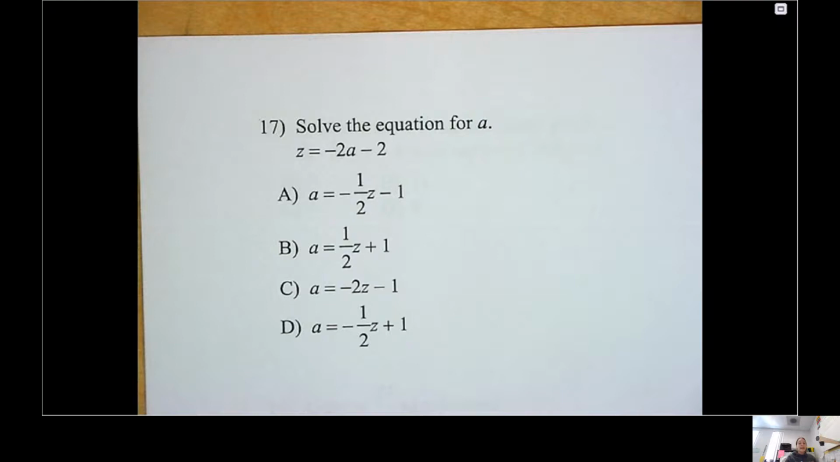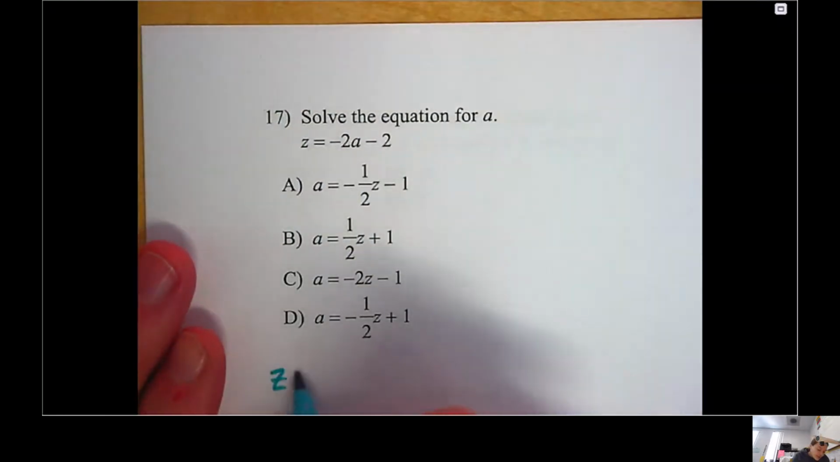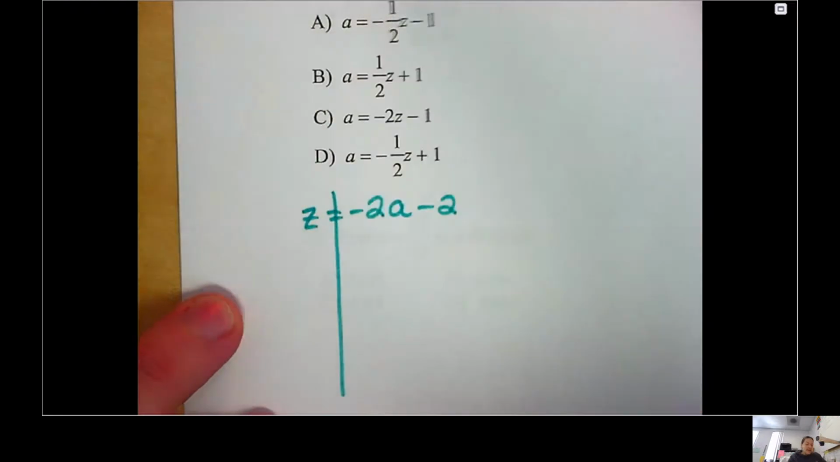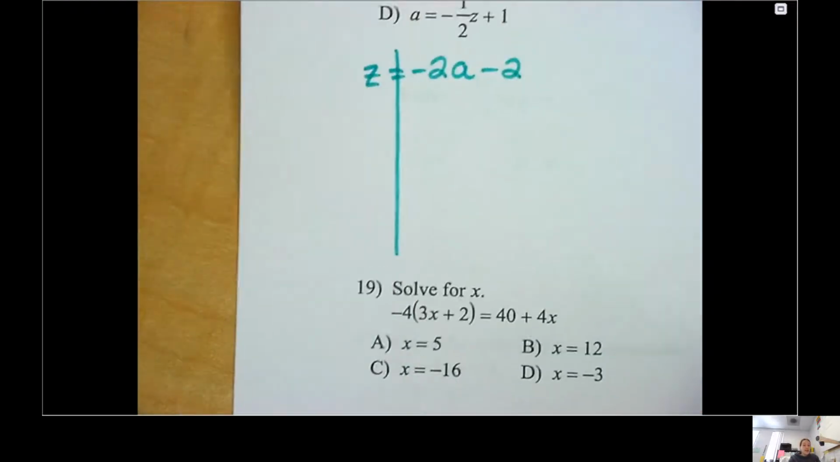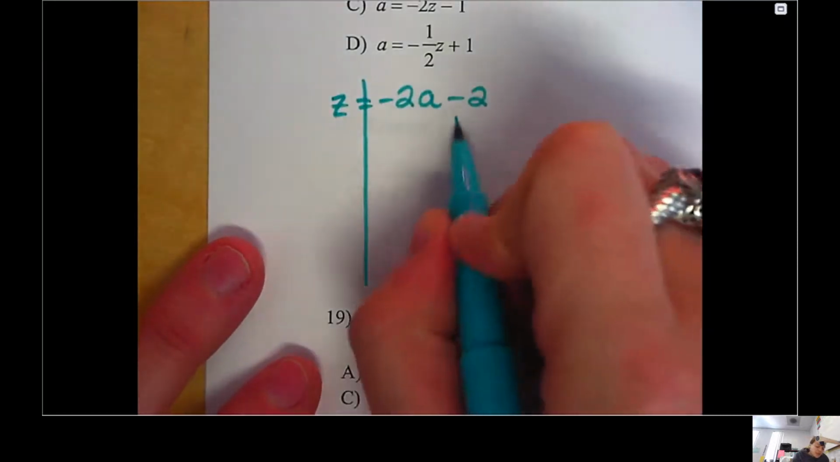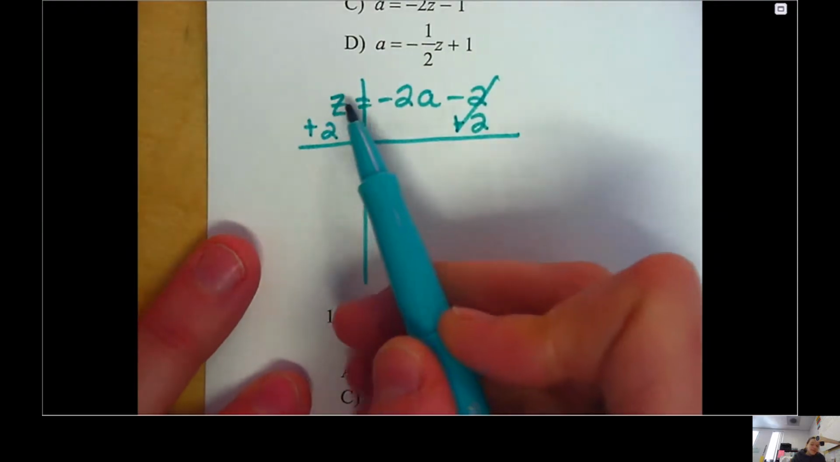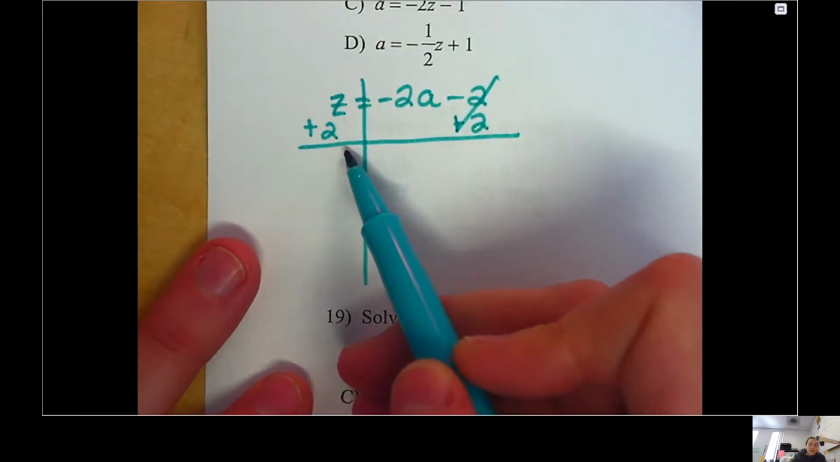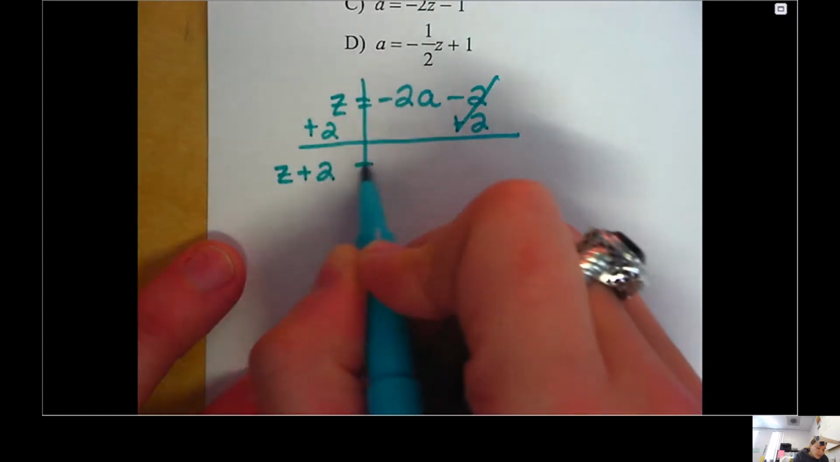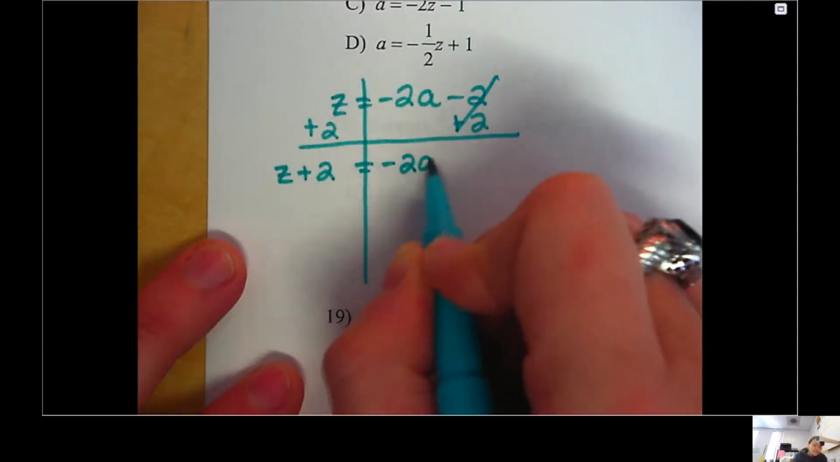So this just means I'm trying to get A all by itself. So I've got Z equals negative 2A minus 2. Okay. So it's just an algebra problem. I'm trying to get the A all by itself. So everything that's not an A has to get moved to the other side. So the first thing I'm going to move is this minus 2 by doing the opposite, which is adding 2. And remember, you can't do Z plus 2 because they're not like terms. So I'm just going to literally write Z plus 2 and bring down my minus 2A.